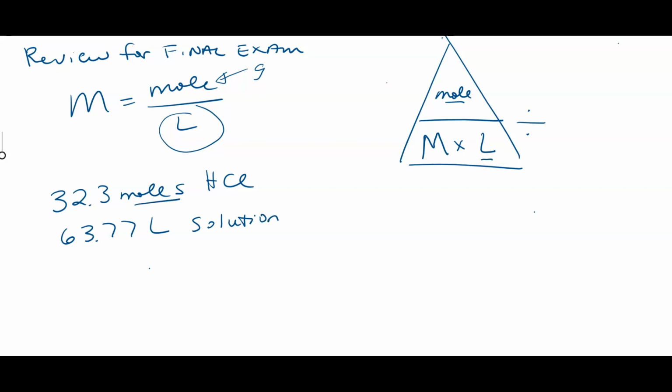So you have moles and liters. You're looking for molarity. Put your finger over the big M there on the triangle, and it's going to be moles divided by liters. So we'll just divide these two things together, and that's going to give us big M. So let's do it in the calculator. We have 32.3 divided by 63.77, and I get this in the calculator.